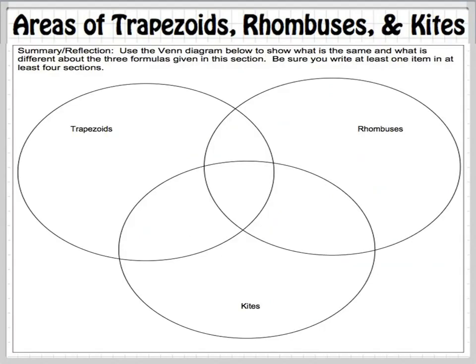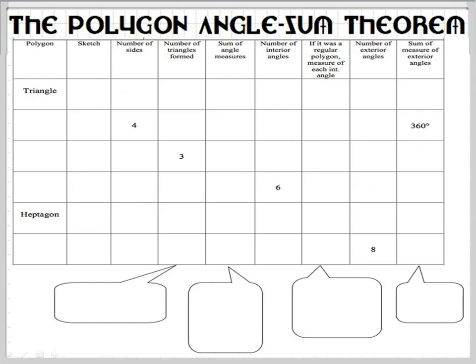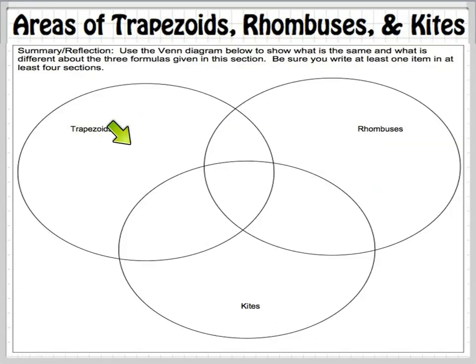Got anything else? Nope, just this Venn diagram. Alright, so what I want you guys to do right now is try to write something in each section. Okay? This is a section right here. We have 1, 2, 3, 4, 5, 6, 7. There's 7 sections. Right now, I'll give you guys a minute. See if you can write something in each section. It's not talking about the shapes, it's talking about the formulas. See, it says about the 3 formulas.